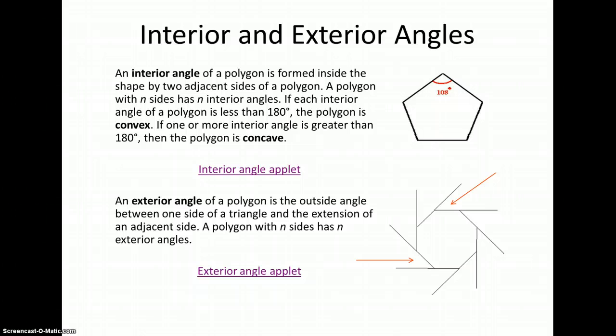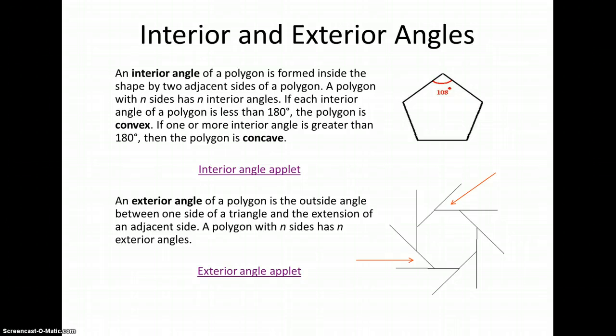An interior angle of a polygon is formed inside the shape by two adjacent sides. In this pentagon, we see one interior angle marked with measure 108 degrees. A polygon with n sides always has n interior angles. Our pentagon, which has 5 sides, has 5 interior angles. If it was a dodecagon with 12 sides, it would have 12 interior angles.